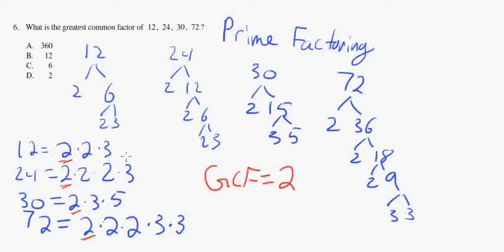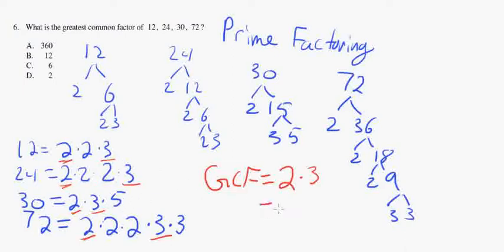What else do they share? Let's take a look. The 12 contains a 3, 24 contains a 3, 30 contains a 3, and 72 also contains a 3. So they all share at least one 3. Do they share a 5? The only one with a 5 is 30, and they don't share any other number.